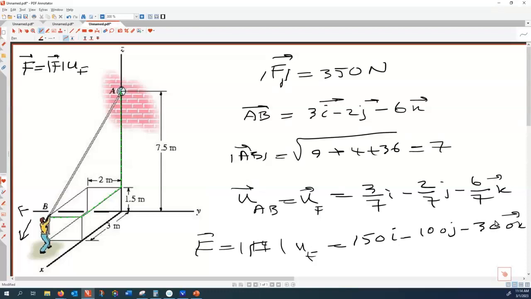Now you can test that this magnitude should become 350. How do you find the magnitude of F? That is the square root of 150 squared plus 100 squared plus 300 squared. That should become 350, and so we can check that.